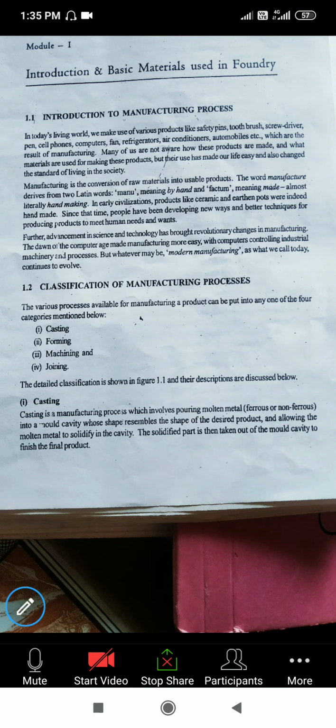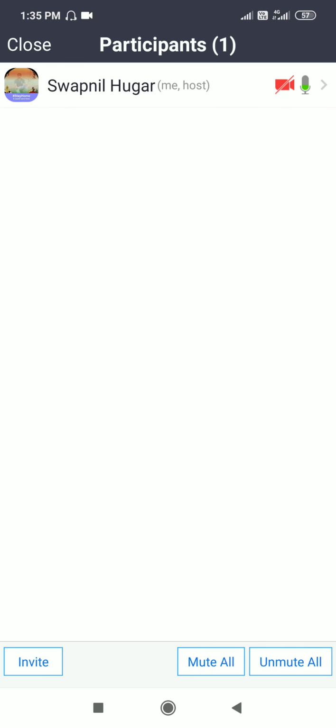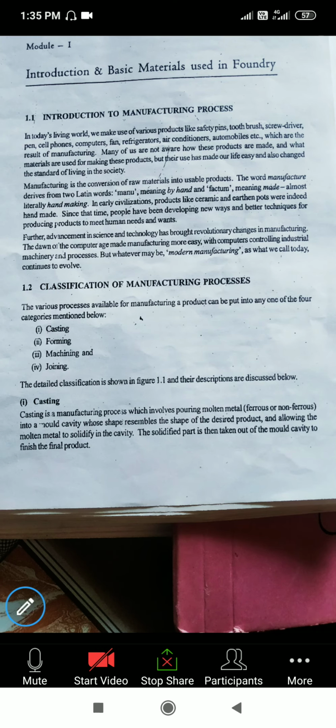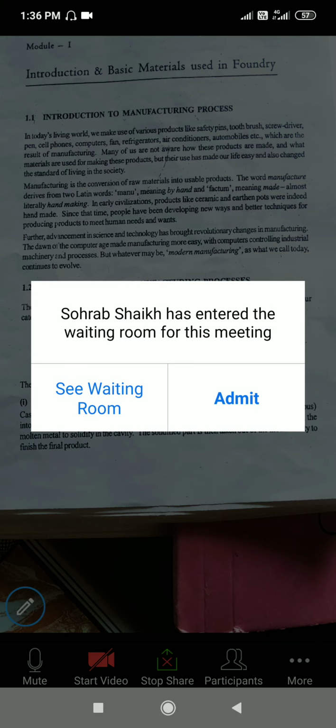Now let us see some of the classifications of the manufacturing process. The various processes available in manufacturing products can be put into any one of four categories mentioned below. There are so many processes, but usually these four categories distinguish them. The first is casting, second forming, third machining, and fourth joining. The details are classified as shown in the figure.